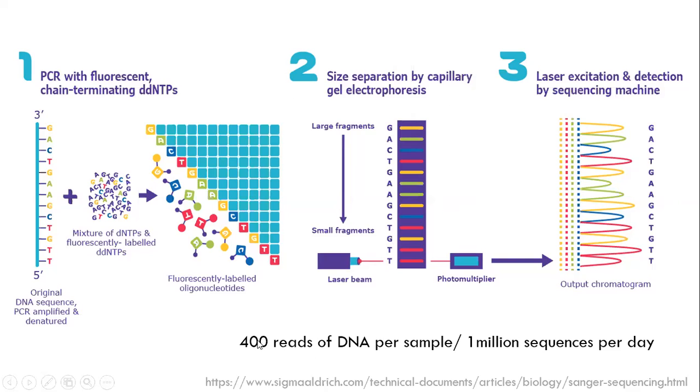It's an automated way. It can go for 400 reads of DNA per sample, and given the capacity of the machine, you can sequence 1 million sequences per day in this automated Sanger sequencing machine. But remember, 400 reads of DNA per sample. So we are looking at a 13 stretch DNA here, but the Sanger method can sequence up to 400 reads of a single stretch of DNA per sample. And then you can put multiple samples per day. The machine can sequence 1 million sequences.